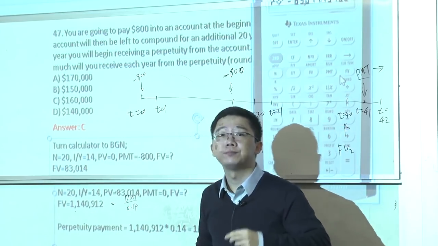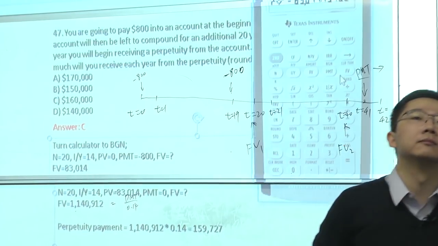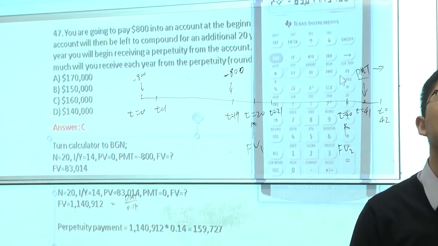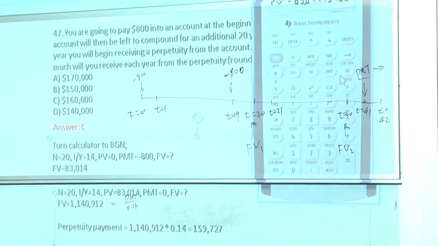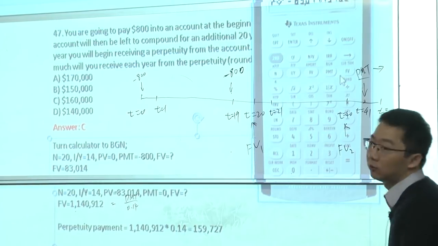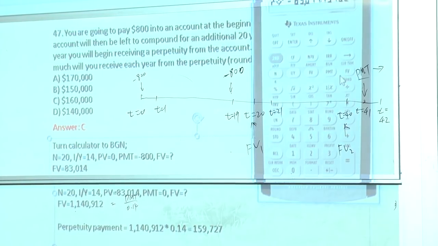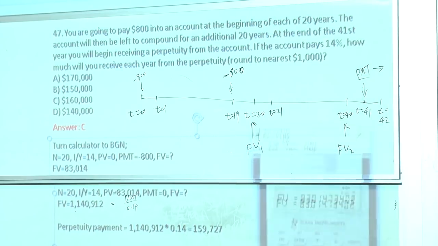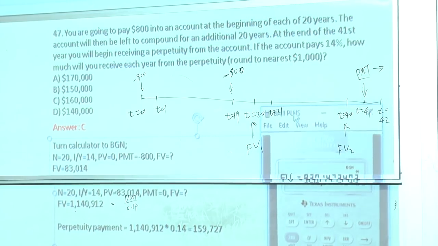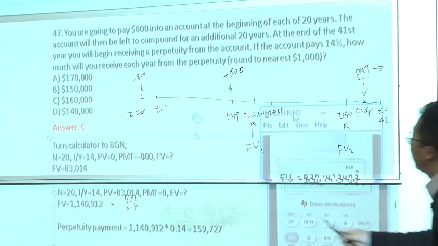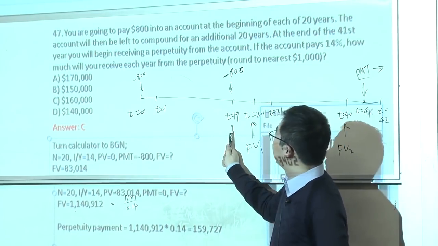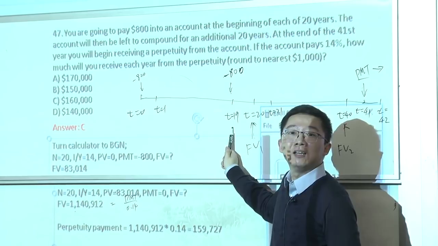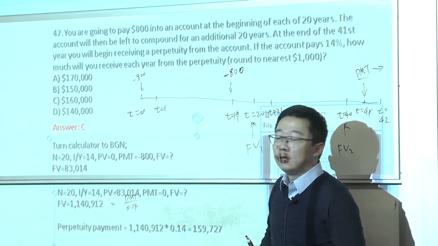For the second step, equal to 21? Okay, let's count. That's a very good question. Why should it be 21? Are you thinking the 83,000 should be as of t equal to 19? That's a very good question.